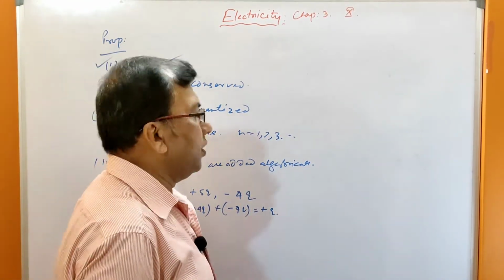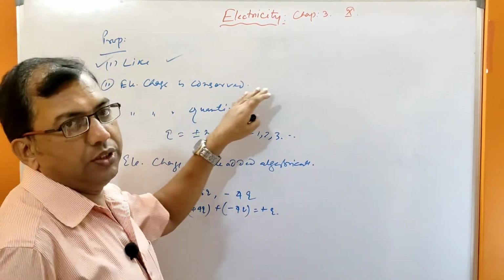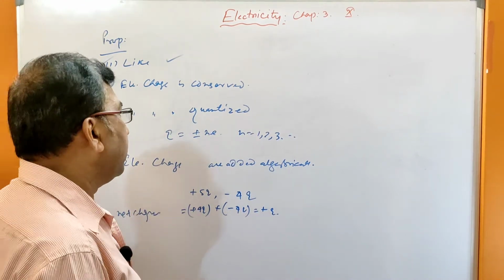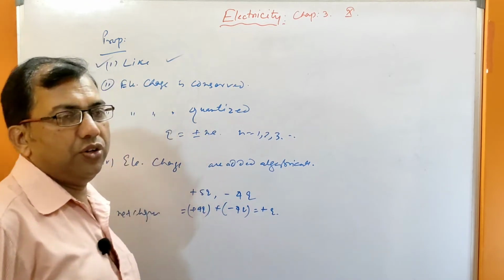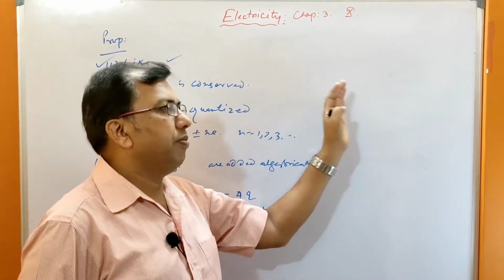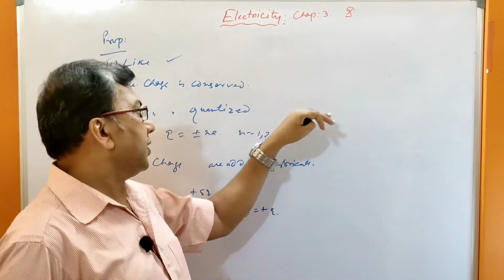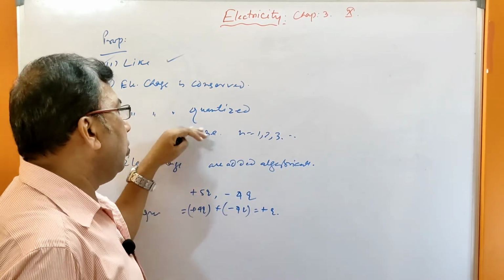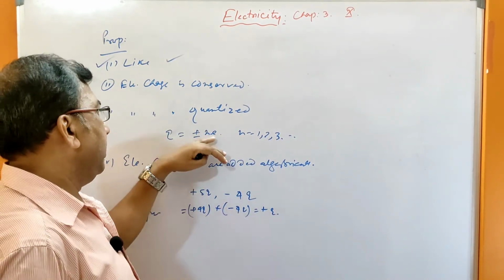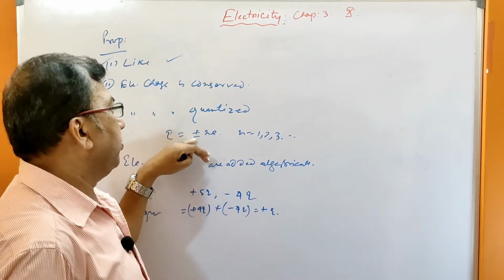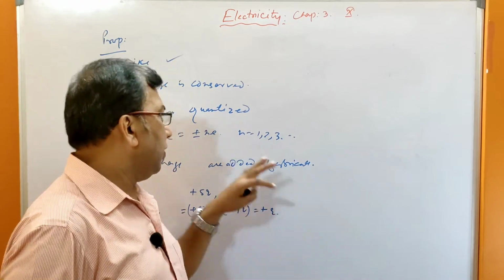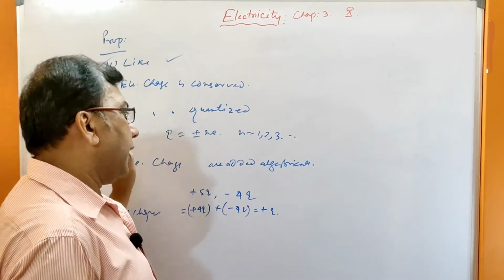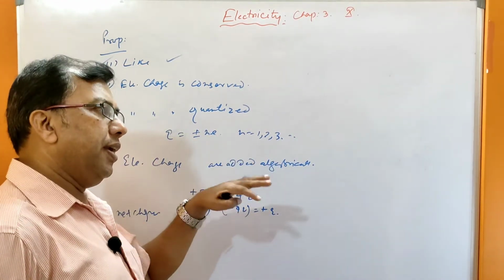Next, electric charge is conserved. Always, electric charge is conserved. You must note, electric charge is quantized. Quantized means in discrete packets. Suppose many electrons are moving from one body to another body. In that case, the total charge is denoted by Q equals plus or minus n e. In case of gain, it is plus n e. In case of loss, minus n e. What is n equal to? 1, 2, 3, 4. e is the charge of the electron, which I gave earlier. And electric charges are added algebraically.